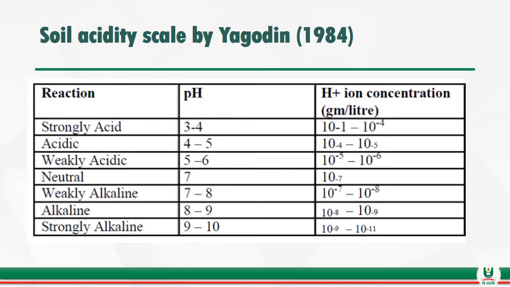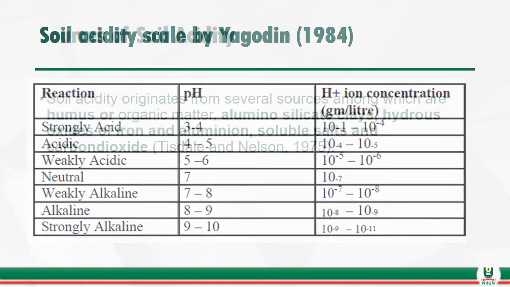The soil acidity scale by Yagodin 1984. We have ranges such as strongly acidic. When soil is between the pH of 3 to 4, it is said to be strongly acidic. If it's 4 to 5, we say it is acidic. If it's 5 to 6, we say it's weakly acidic. If it is 7, it's neutral. 7 to 8, weakly alkaline. Alkaline when it is 8 to 9, and strongly alkaline when it is 9 to 10.